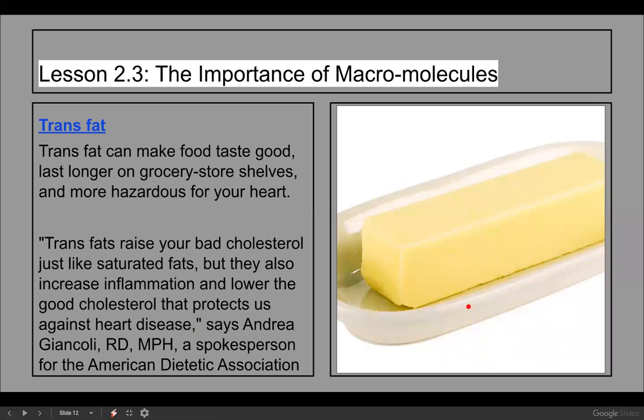Trans fat. Trans fat can make food taste good and last longer on grocery store shelves, however, it is more hazardous for your heart. Trans fats raise your bad cholesterol, just like saturated fats, but they also increase inflammation and lower the good cholesterol.